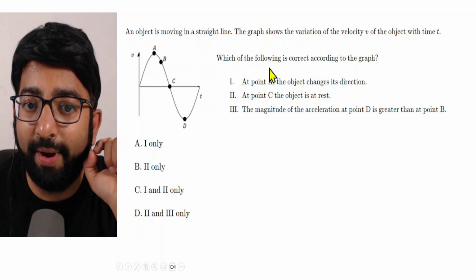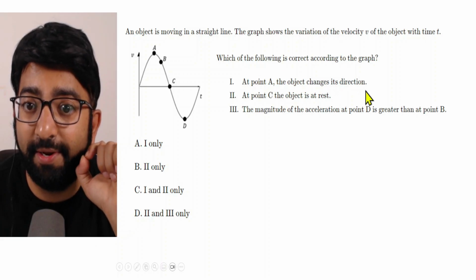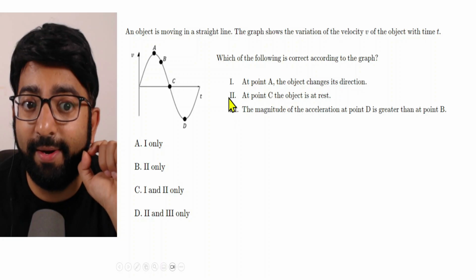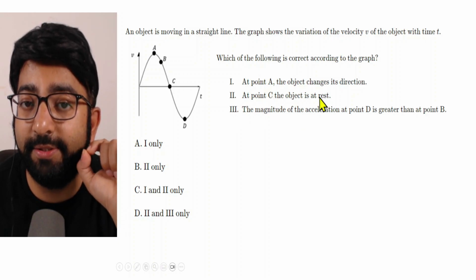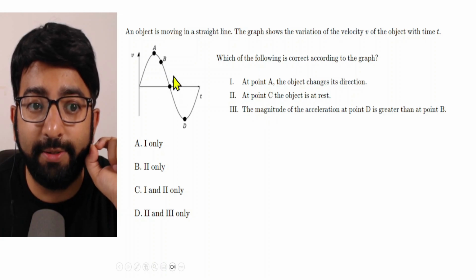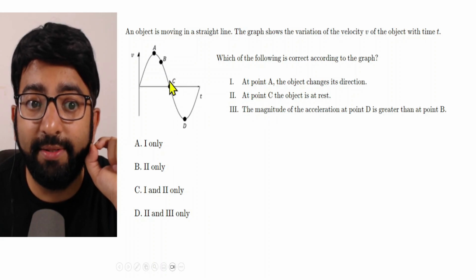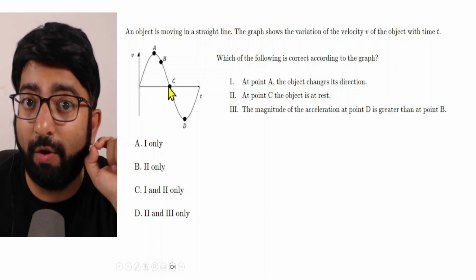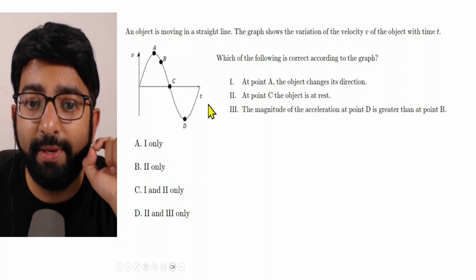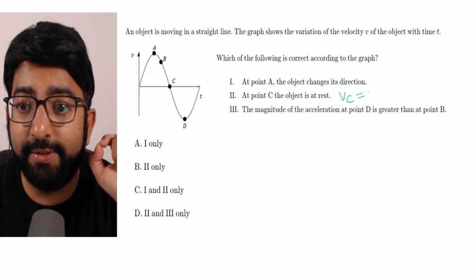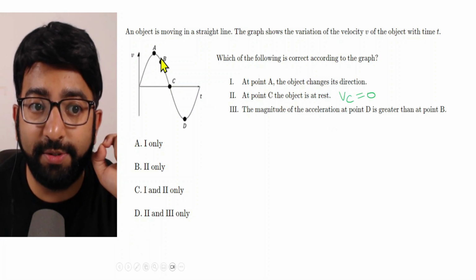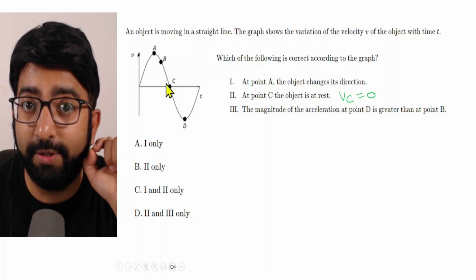Statement number 1. At the point A, the object changes its direction. That is a little tricky to find. Statement number 2. At the point C, the object is at rest. This will be easier to check. If you look at the graph at the point C, the graph is cutting the time axis, which means the velocity at the point C will be equal to 0. So let me write, the velocity at the point C is equal to 0 since the velocity graph is cutting the time axis at the point C.